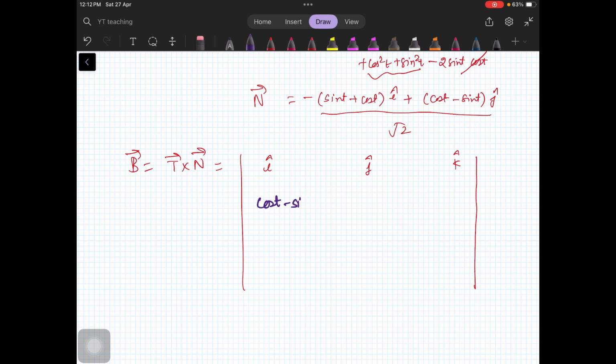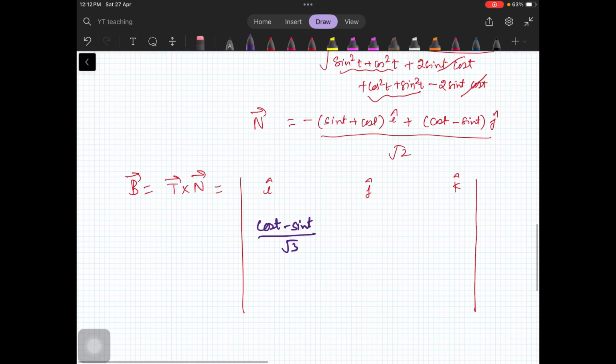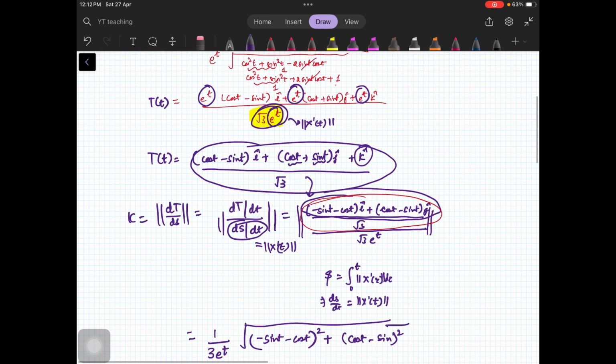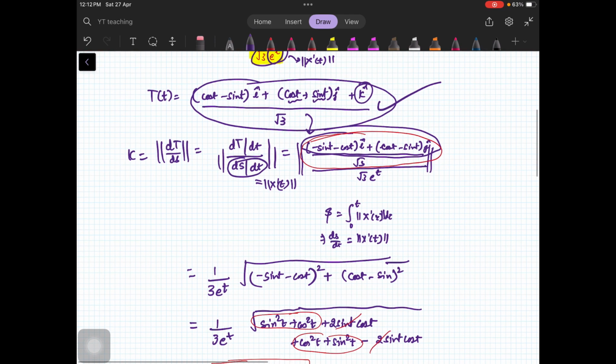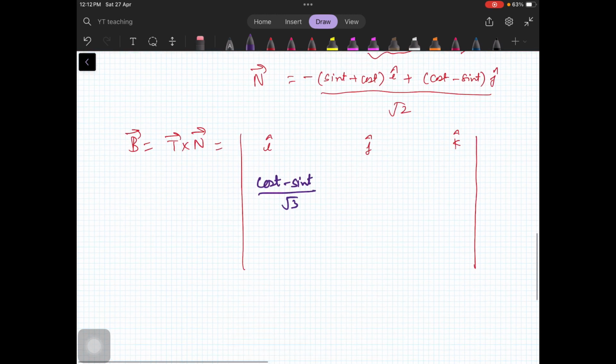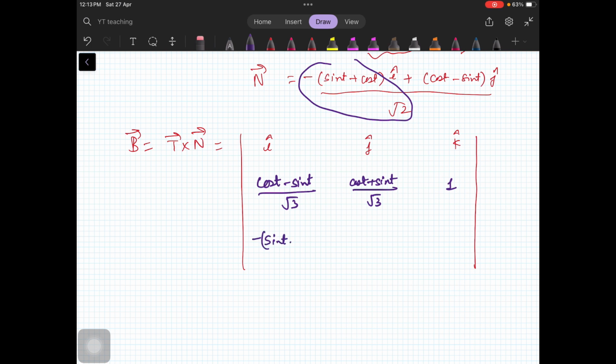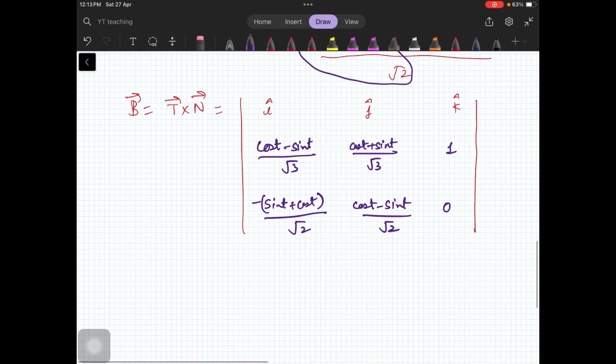Cos t minus sin t upon root 3. This was your t vector, right? Here I'm using its components. So divided by root 3. And the second component is cos t plus sin t divided by root 3. And the third component is 1. And then for n, the components are minus sin t plus cos t divided by root 2. And then you have cos t minus sin t divided by root 2. And 0 here. Okay. So now you can do this thing.